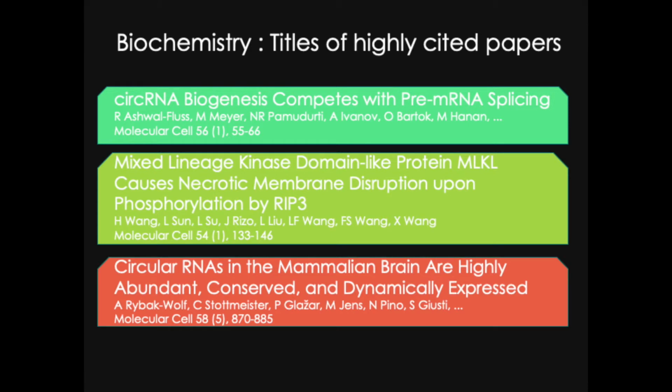Circular RNAs in the mammalian brain are highly abundant, conserved, and dynamically expressed. Again, that's a declarative title. So in my experience in biochemistry, most titles are declarative titles when you get into the higher ranked journals. That doesn't necessarily mean they're the best. That's just what's most frequent.